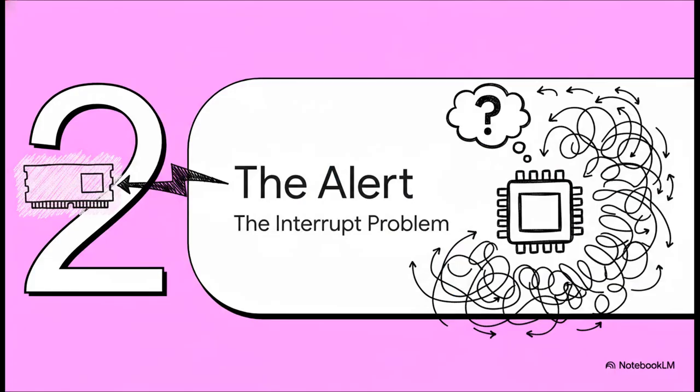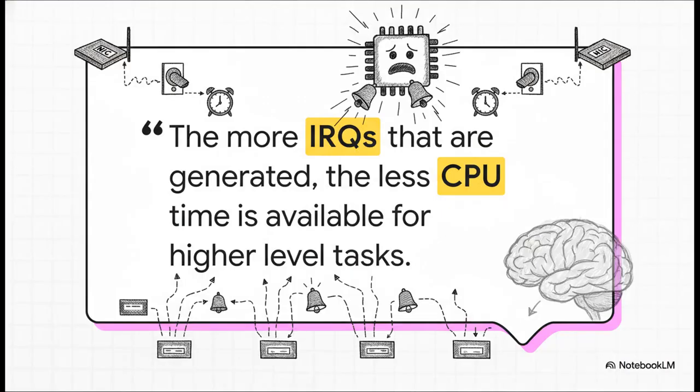Okay, so the packet is safely in memory. Great, but now we've got a bit of a problem. How does the CPU even know the packet is there waiting for it? And this right here is where we get to the core conflict of our whole story. See, the old school way of doing this was for the NIC to basically ring a doorbell for every single packet. This doorbell is a hardware interrupt, an IRQ. And here's the kicker. When that bell rings, the CPU has to drop everything it's doing, I don't care how important it is, and go answer the door.